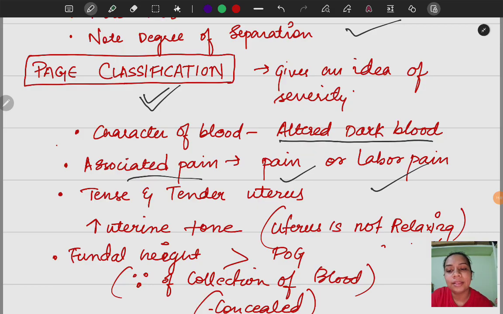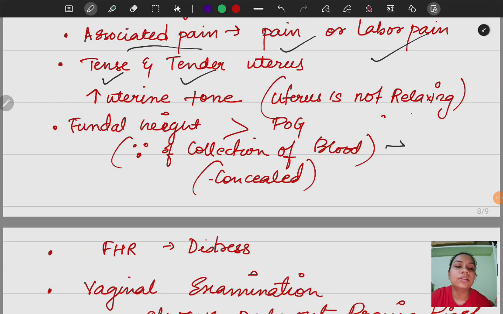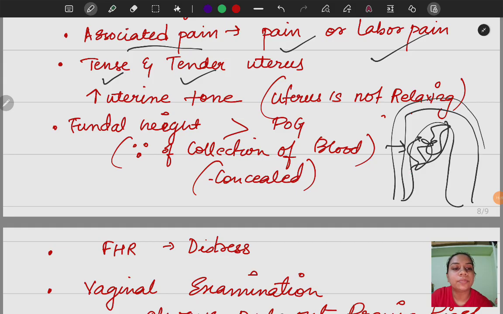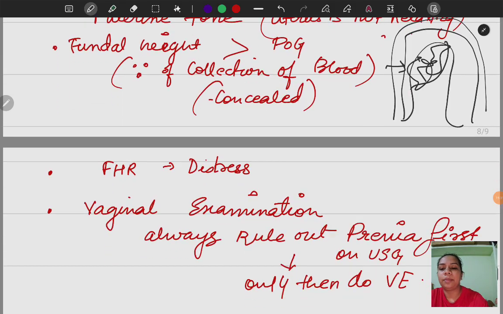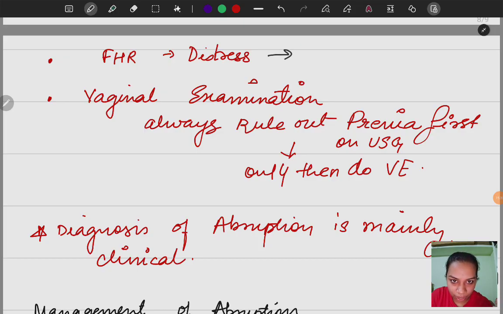Okay, and on examination you will feel that the uterus is tense and tender. Also uterine tone will be increased. Uterine tone increase means that the uterus is not relaxing completely. Also the fundal height will be more. Why? Because there is collection of blood in the uterus. Okay, blood is getting collected in the uterus, so there will be an increase in the uterine height in the concealed type. And then what will happen to the fetal heart rate? Because the placenta is getting separated, there is no oxygen supply to the fetus. That is why the fetus will go into distress.